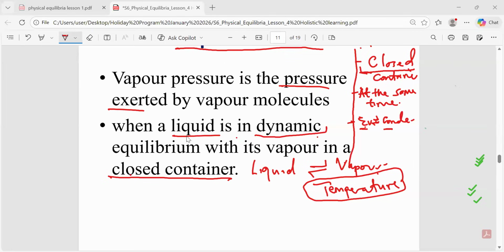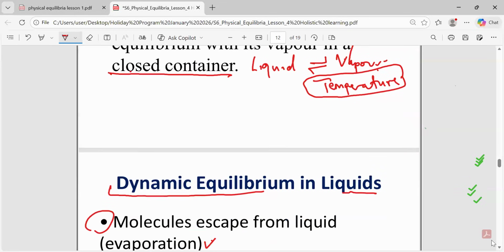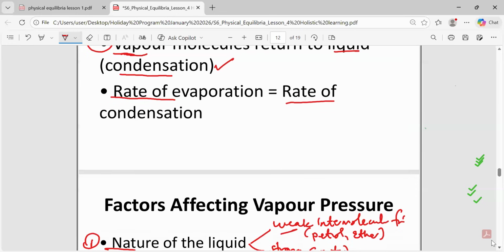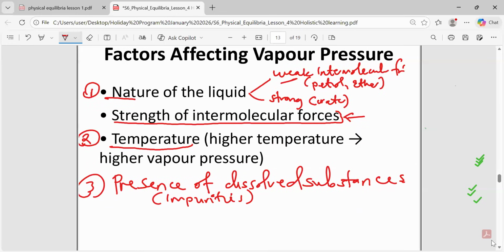Good afternoon. So my question is, I just want to clarify on this issue. When we are giving the factors that affect vapor pressure, can we integrate the nature of the liquid and also the strength of intermolecular forces? Can we make it one answer? Actually, it is one answer. Are you seeing the screen? You see, the nature of the liquid is one point. So this is the explanation to this. The nature of the liquid is dependent on the strength of intermolecular forces.